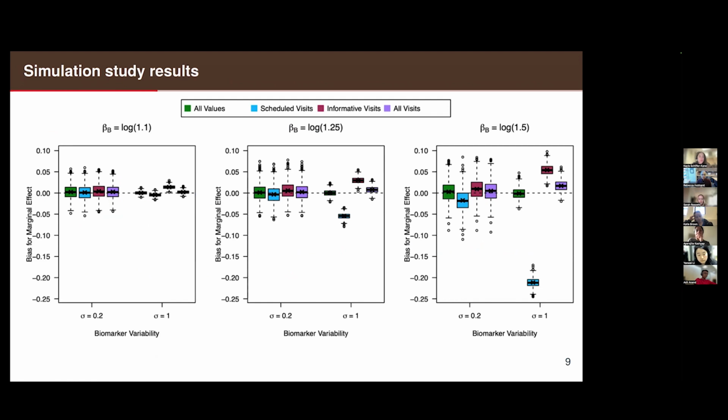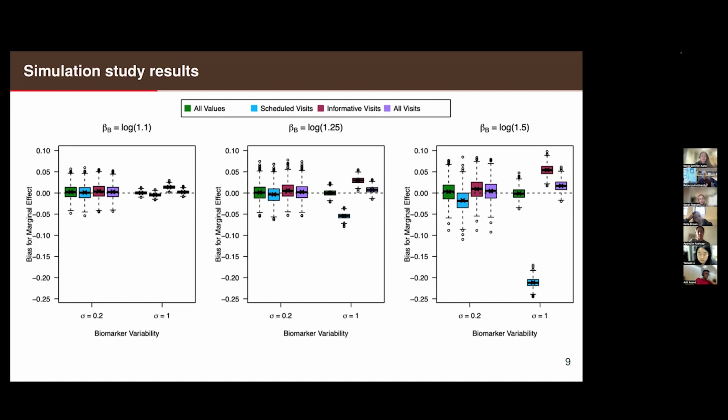In this figure, I'm showing you the bias in beta B across the three plots as we vary the magnitude of beta B. So from a small association, odds ratio of 1.1, to a strong association, odds ratio of 1.5. Within each plot, on the left, I have small step size in the random walk. On the right, I have a large step size. And then the four methods that I'm comparing are, if we somehow had oracle information on the value the biomarker takes in everyone for every day, so those are the green box plots.